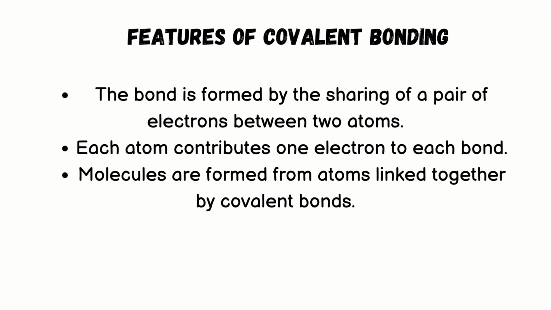What are the features of covalent bonding? The bond is formed by the sharing of a pair of electrons between 2 atoms. Each atom contributes 1 electron to each bond. Molecules are formed from atoms linked together by covalent bonds.